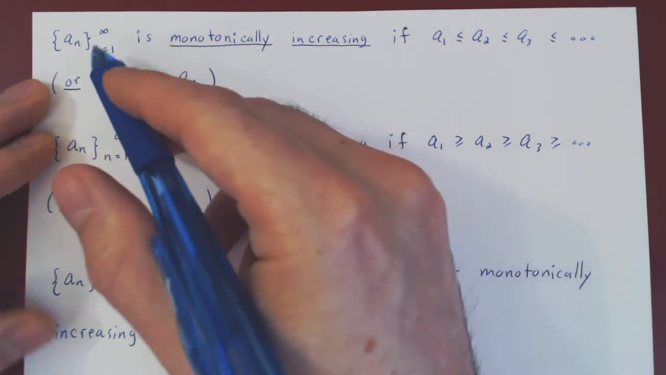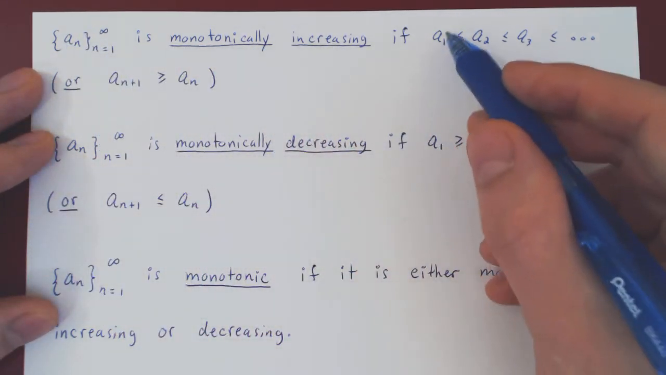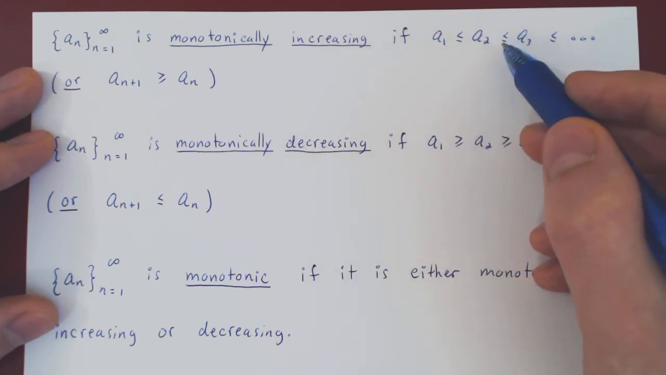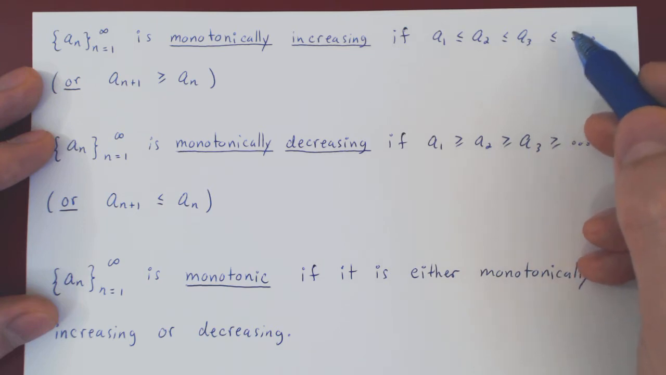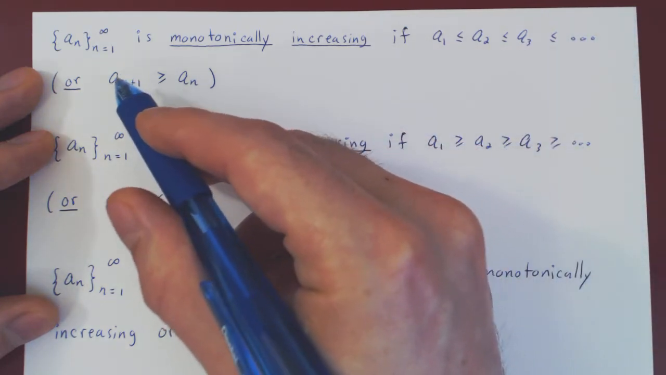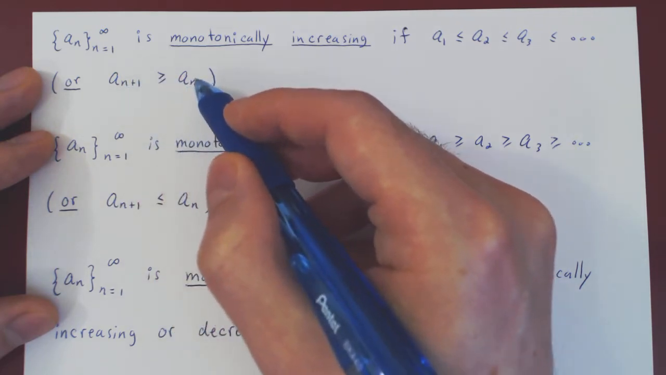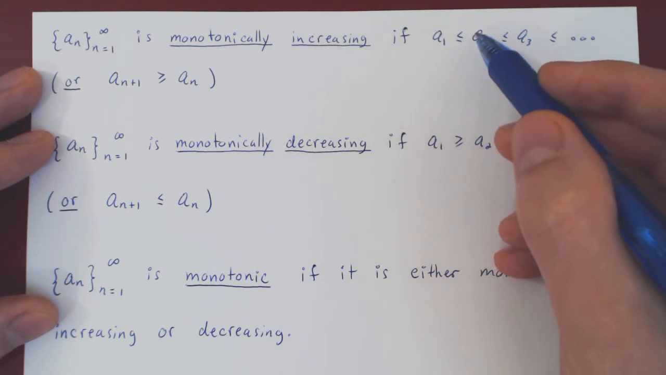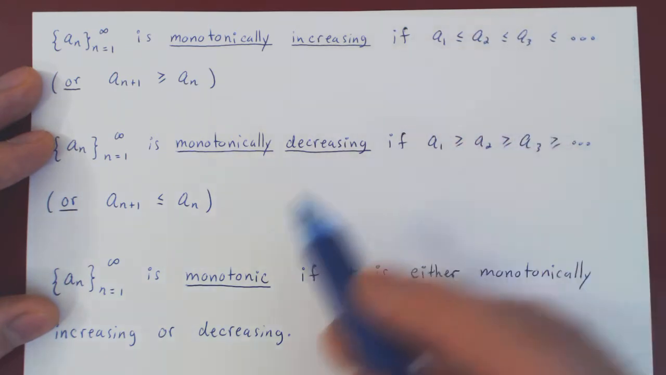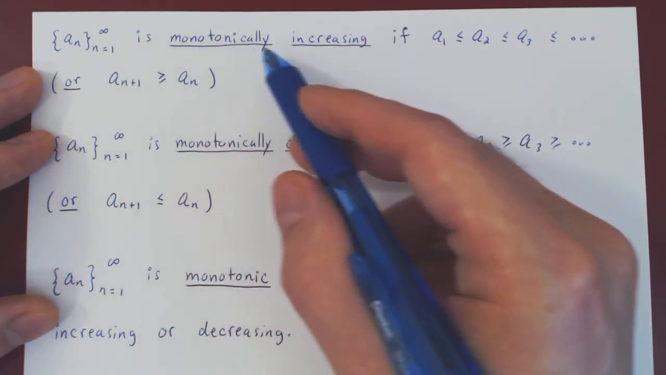Okay, so we say that a sequence an is monotonically increasing if a1 is no bigger than a2, which is no bigger than a3, which is no bigger than a4, and so forth. So if every term is at least as big as the previous term, the sequence is increasing or remaining constant. That's why we don't just use the term increasing, but monotonically increasing.